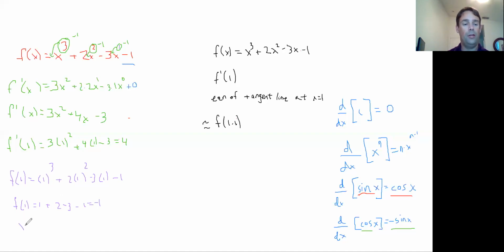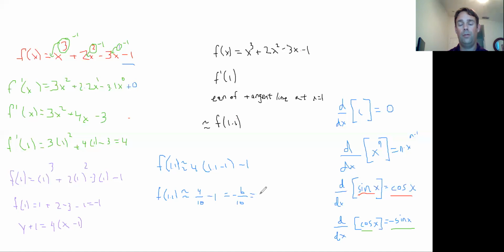So the equation of the tangent line is y plus 1 equals our derivative, the slope, 4 times x minus 1. And last and certainly least there, friends, we can go ahead and find the linear approximation. So the linear approximation of 1.1 using that tangent line, that would be about 4 times 1.1 minus 1 minus 1. So that'd be 4/10 minus 1, which is negative 6/10, or negative 3/5.